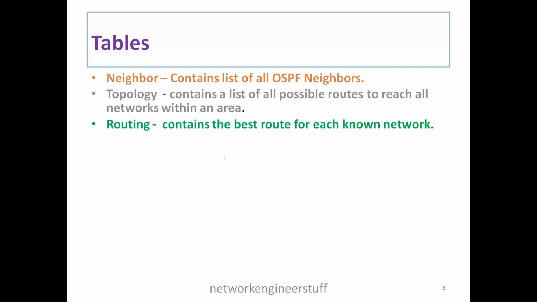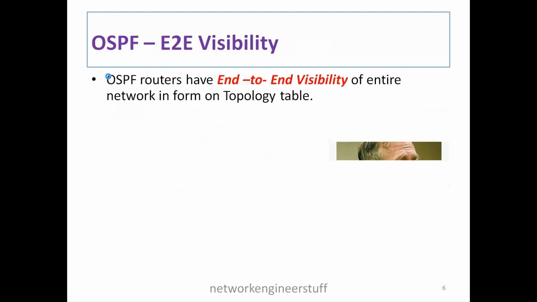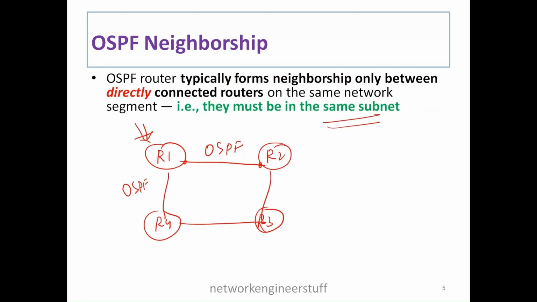Table. So we talked about this table, a routing table, topology table, of course, and of course the neighbor table also. So neighbor table will be the list of the OSPF routers which are its neighbor. So for R1, as we discussed over here in this particular diagram, the neighbor table of R1 will include R2 and R4. That will be its neighbor table.